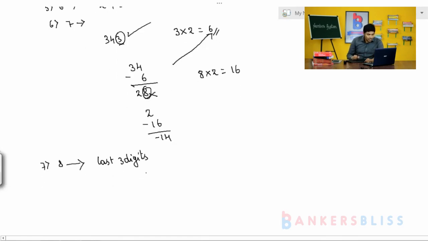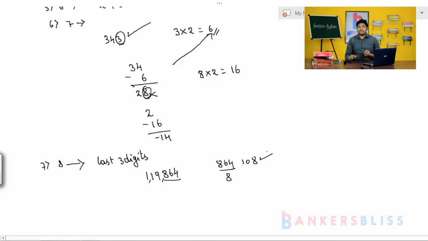See here, 119,864. The last 3 digits are 864. Once you divide it by 8, 864 is divisible by 8. Definitely it is divisible by 8. 8 ones are 8, 8 8s are 64. So, 108 times. Definitely it is divisible by 8. Therefore, the given number is divisible by 8.